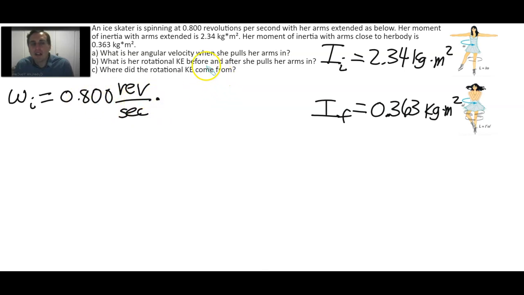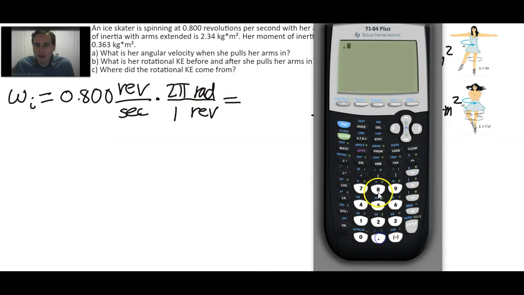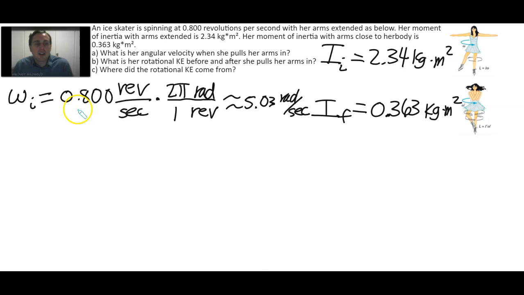Now notice we could calculate her final angular velocity in revolutions per second, but in order to get her rotational kinetic energy, we need this in SI units. So we might as well get rid of revolutions and go to radians. That's the SI unit. And for every one revolution, there's 2 pi radians, because that's the unitless angle for one full revolution. Okay, so we multiply this out. We have 0.8 times 2 times pi, and we'll approximate this. It's about 5.03 radians per second. Okay, so there it is. That's the approximate initial angular velocity.